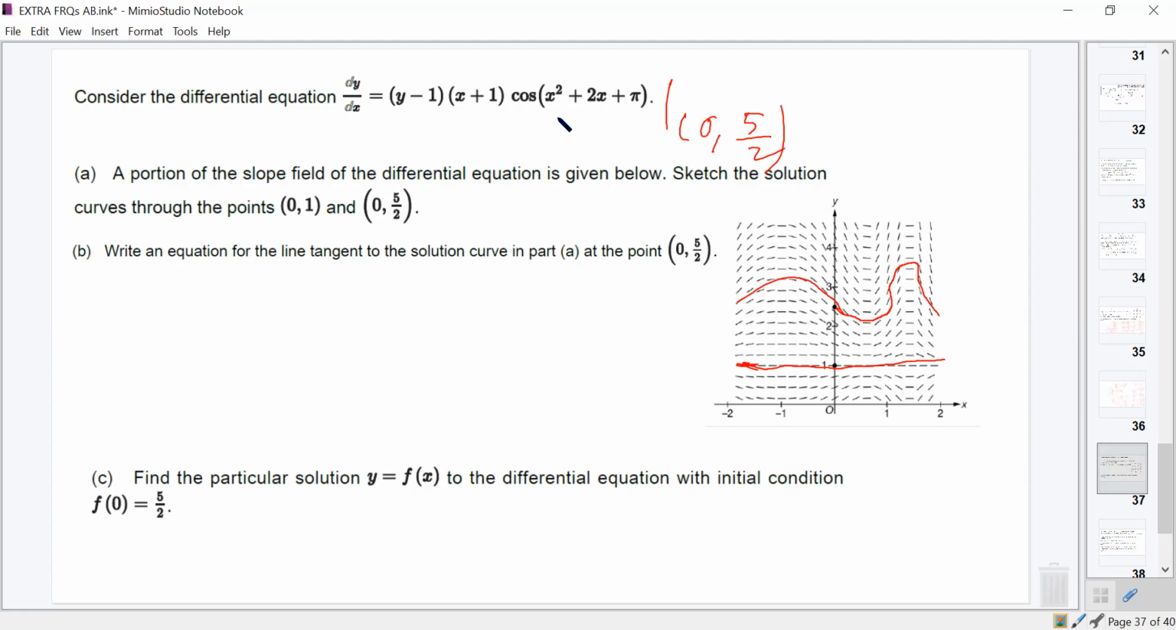So if x is 0, this becomes cosine of pi. And if x is 0, that's just a 1. And 5 halves minus 1 ought to be 3 halves. So 3 halves cosine pi. Cosine pi is -1. So our slope would be -3 halves. Everybody good with that?